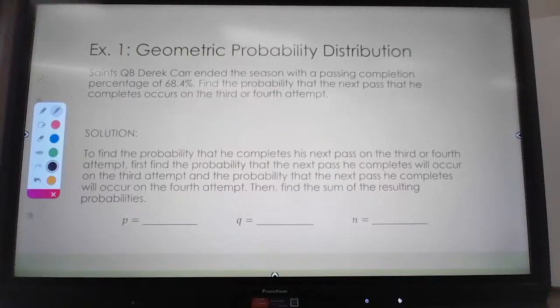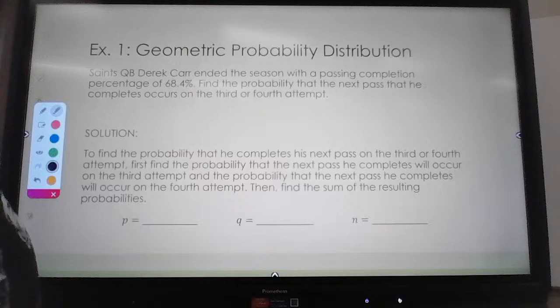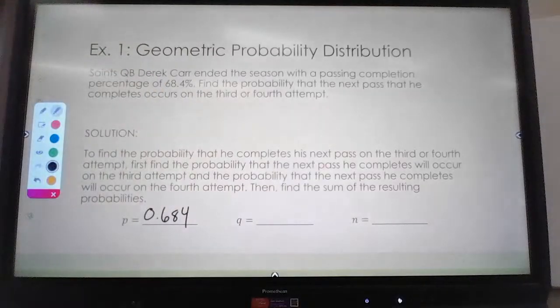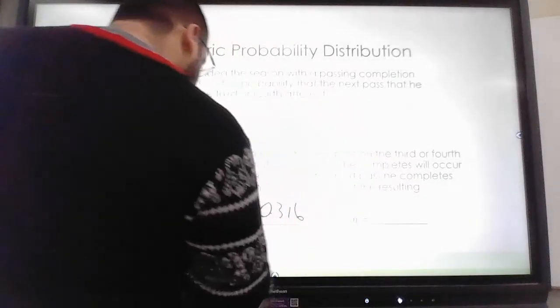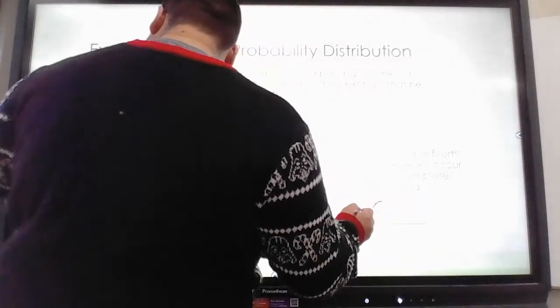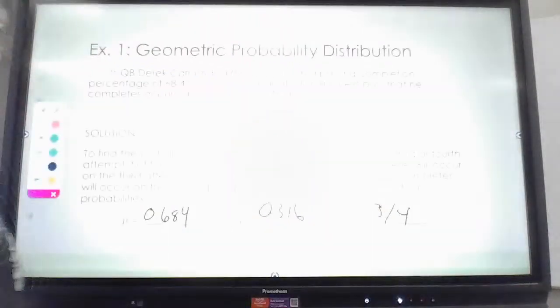Okay, so before we calculate our probabilities, let's find our variables. To find the probability that he completes his next pass on the third or fourth attempt, first find the probability that the next pass he completes will occur on the third, and then on the fourth, and then take the sum. Because remember, they are mutually exclusive events. Okay, so our probability of success is 0.684. Which means our probability of failure is 0.316. And n, we'll use 3 in the first go-round, and then we'll use 4 in the second go-round.